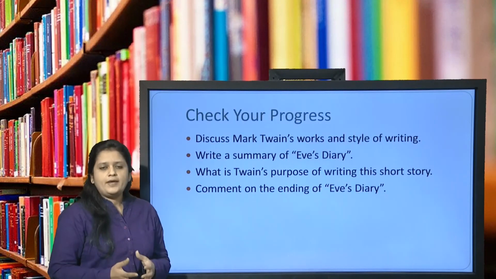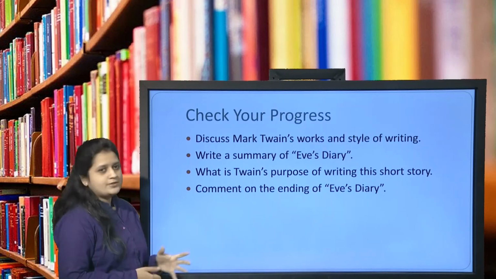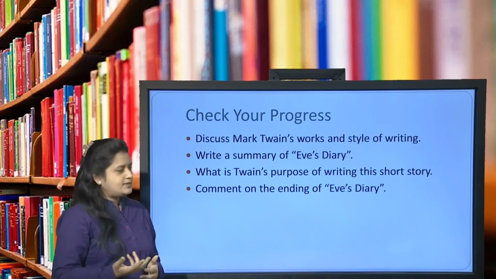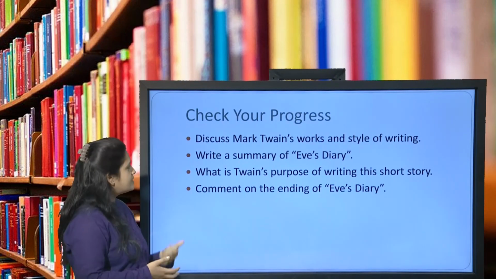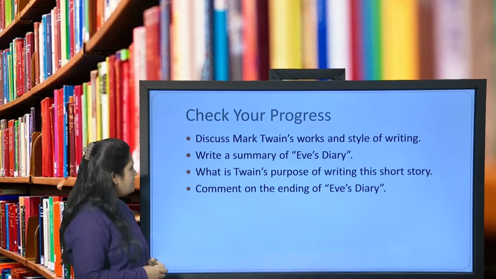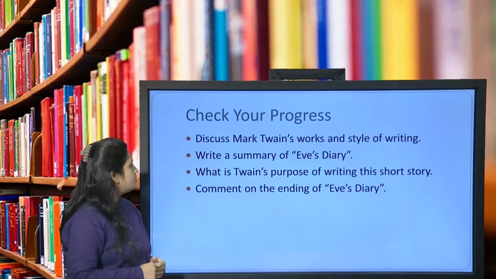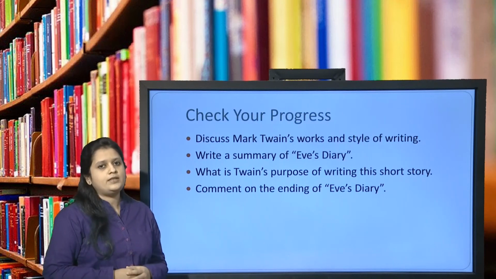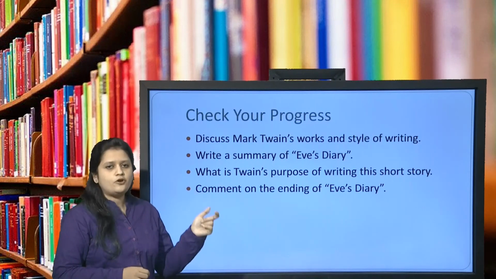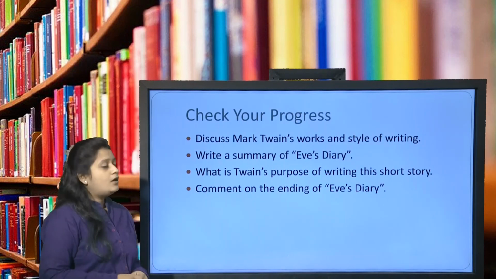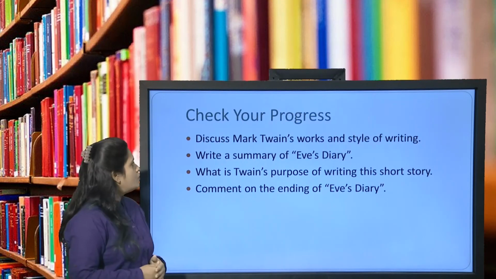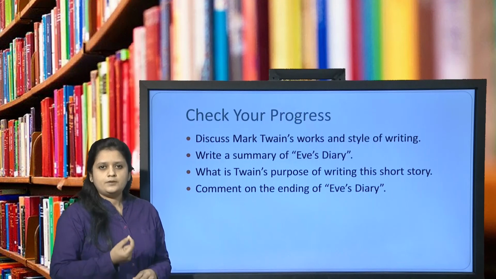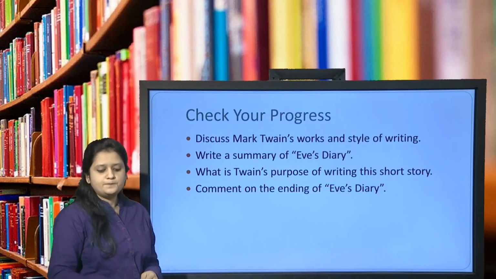Right now, before we end the session, here are some of the questions that you must answer. Discuss Mark Twain's works and style of writing, as it has been discussed in the session. Write a summary of Eve's diary. And what is Twain's purpose for writing this short story? And also comment on the ending of Eve's diary. The ending of Eve's diary is a very significant portion of the entire work. So take these exercises, and it will lead to questioning and even a better understanding of the content.